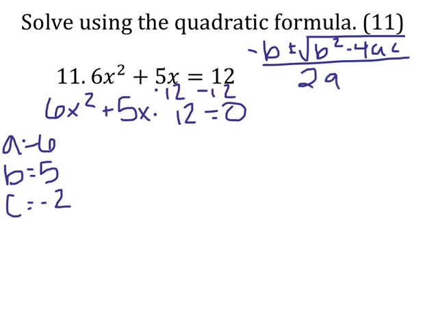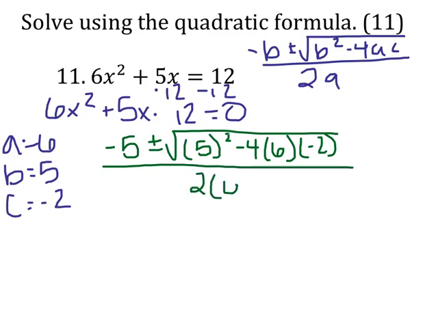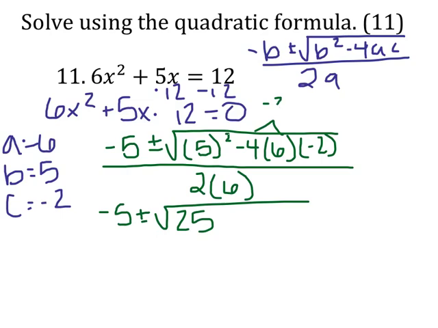So when we work it out, negative b, that'll be a negative 5, plus or minus the square root of b squared, that's 5 squared, minus 4 times 6 times negative 2, all over 2 times 6. So we'll solve it out. Negative 5 plus or minus the square root of 25. Negative 4 times 6 is negative 24. Times negative 2, that will be a positive 48. All over 12.